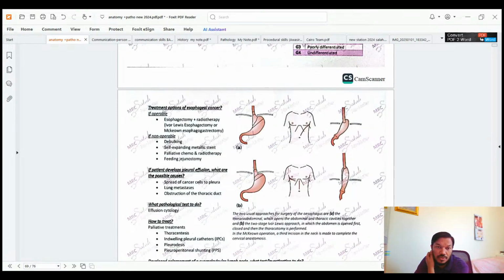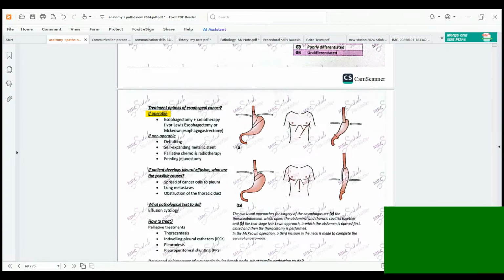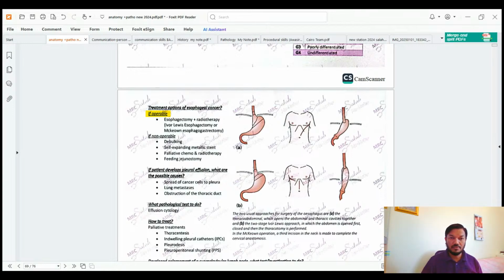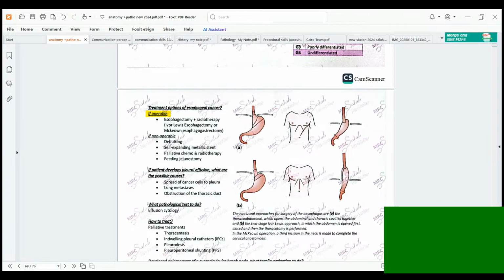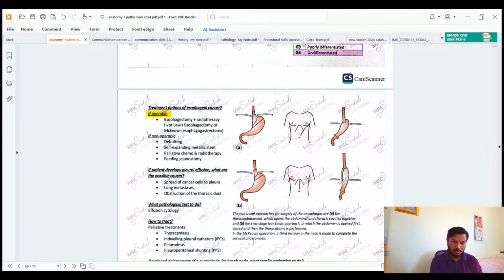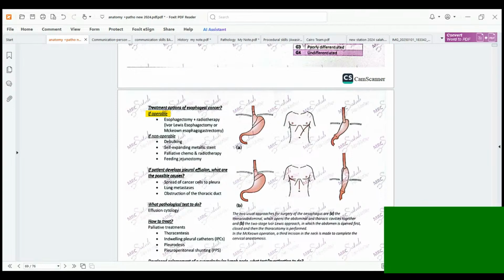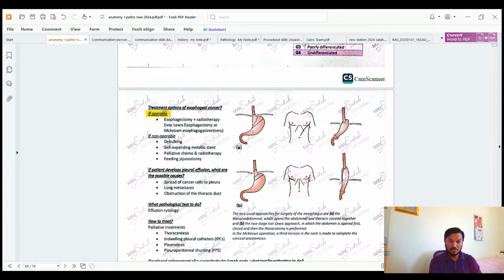Treatment option for esophageal cancer. If operable, esophagectomy with radiotherapy, either Ivor Lewis esophagectomy or McKeown esophagectomy. If non-operable, debulking, self-expanding metallic stent, palliative chemo and radiotherapy, feeding jejunostomy.